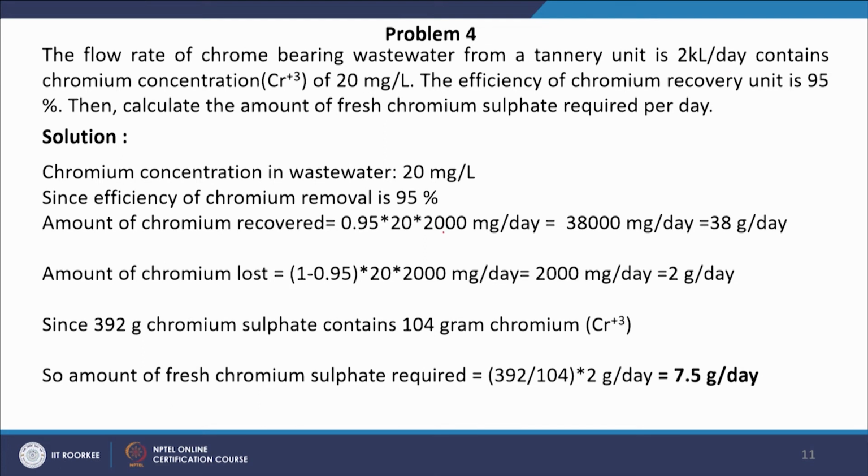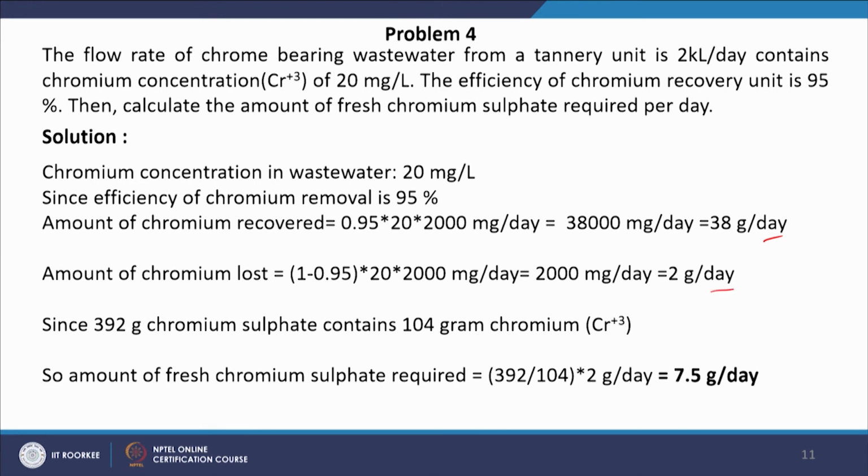That volume, in liters, is 2000, and the concentration is 20 mg per liter. So 3800 mg per day, that is 38 gram per day. This is the amount of chromium recovered. And the amount of chromium lost is equal to how much? 1 minus 0.95, into 20 into 2000 mg per day, that is equal to 2000 mg per day or 2 gram per day, that is the loss.